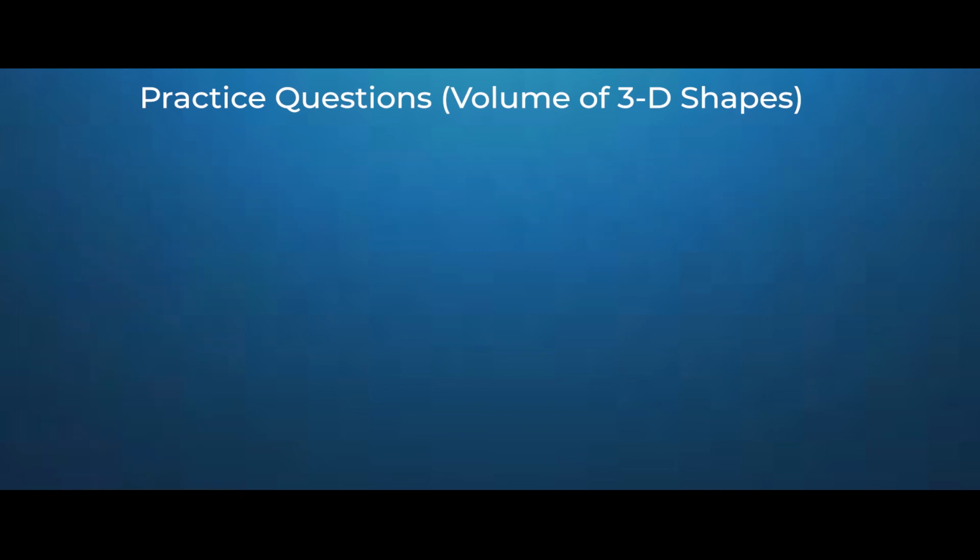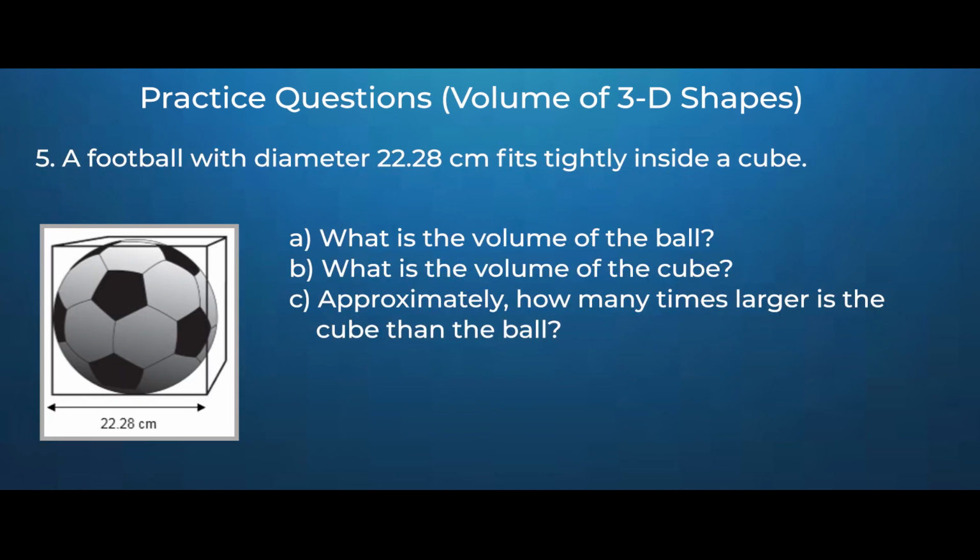Question 5, a football with diameter 22.28 centimeter fits tightly inside a cube. Part A, what is the volume of the ball? Part B, what is the volume of the cube? Part C, approximately how many times larger is the cube than the ball?